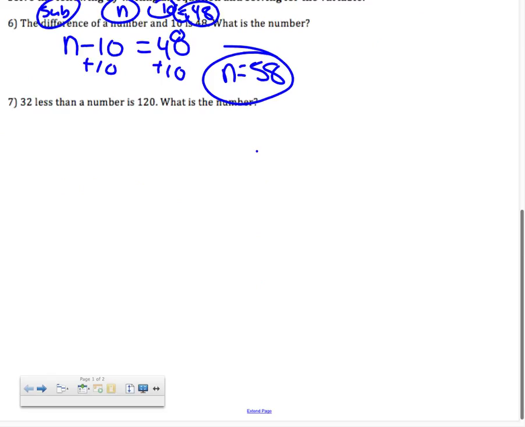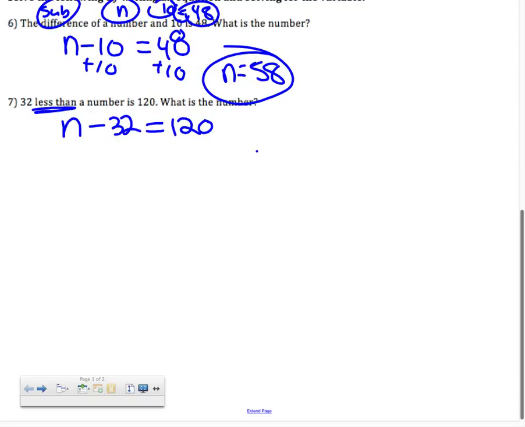So 32 less than a number is 120. So we have is 120. So we know that side's going to be set. 32 less than a number. Less than is kind of a tricky word. It means subtraction, but kind of in reverse. So instead of writing the first thing first, you're going to write the second thing first. What I mean by that is it says 32 less than a number. So what we write down is a number minus 32. It's not like the first one, we can just write it as we read it.